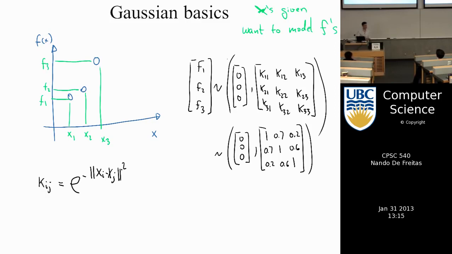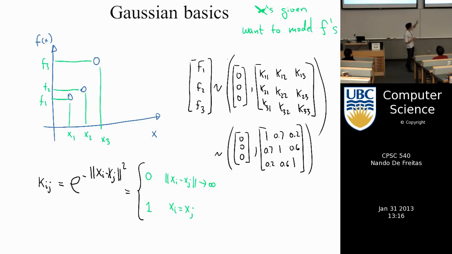It's exponential and it's squaring a distance. Now, this has the following properties. It is zero when the distance between xi and xj goes to infinity. e to the minus infinity is zero. e to the minus a large number is 1 over e to a large number, which goes to zero. It will be 1 when xi is equal to xj. That's why we get the ones along the diagonal.